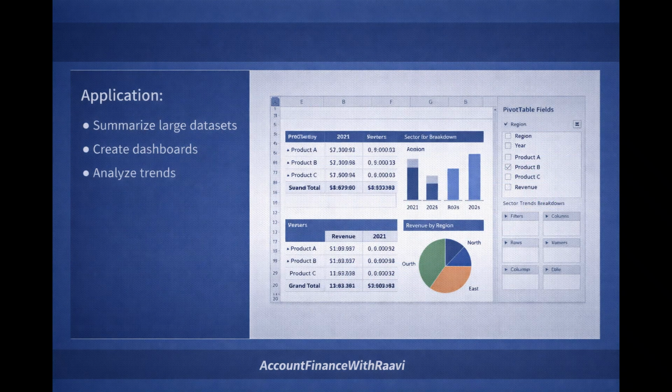Next one is, as most of you might already know, macros and pivot tables. This is also one of the major Excel features which every finance professional needs. Why do we use pivot tables? Generally, we will be using them for summarizing large data sets, and if you want to create any dashboard, pivot tables are very helpful to create a dashboard. They are also used to analyze the trends.